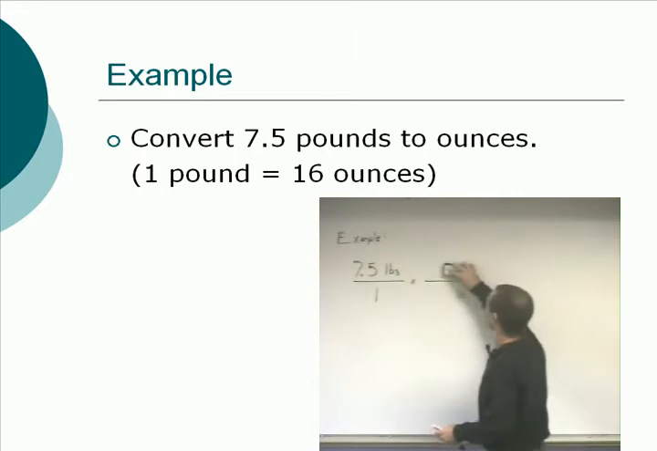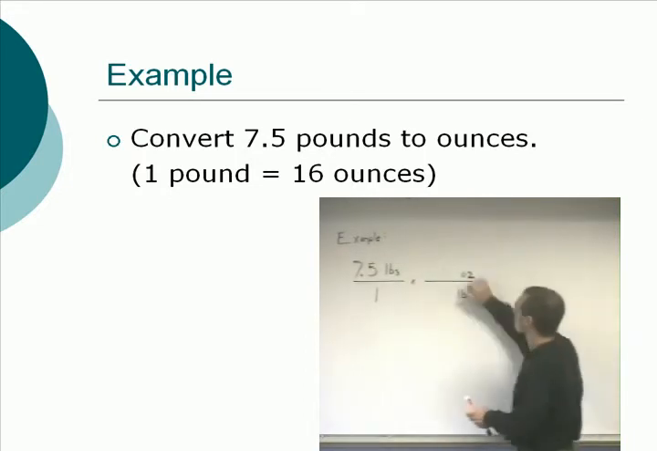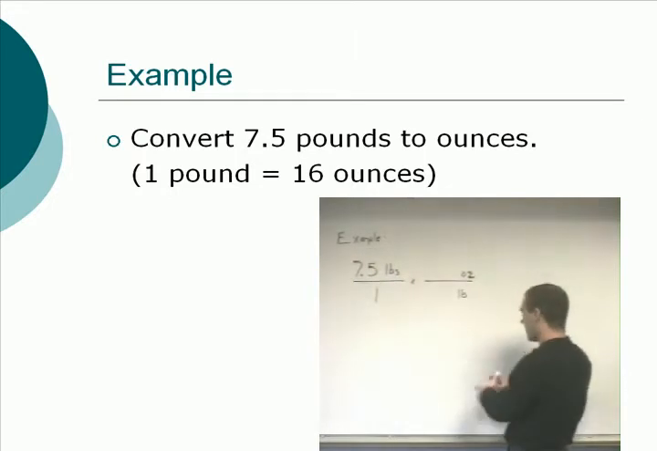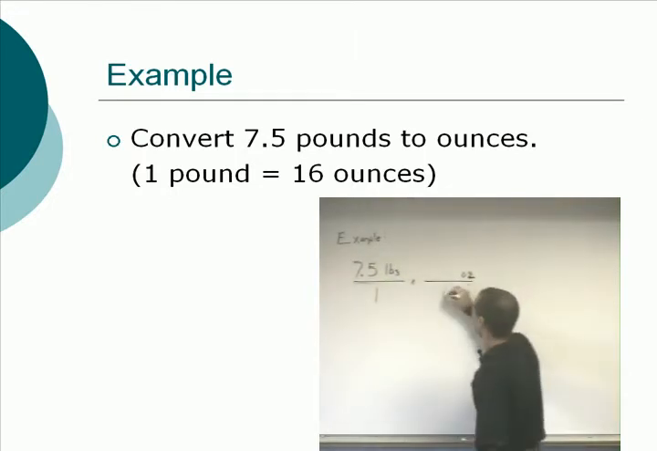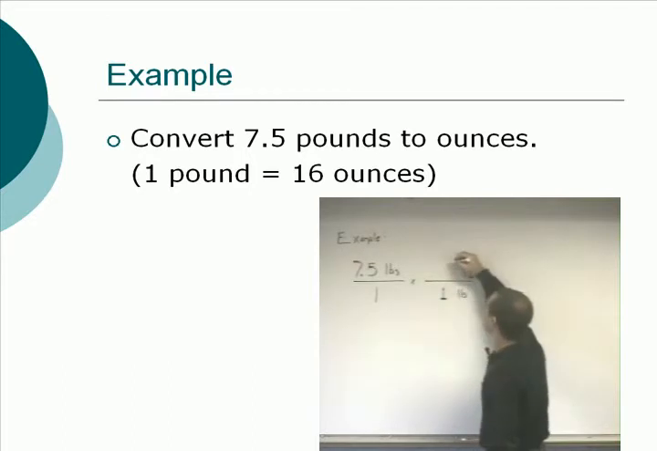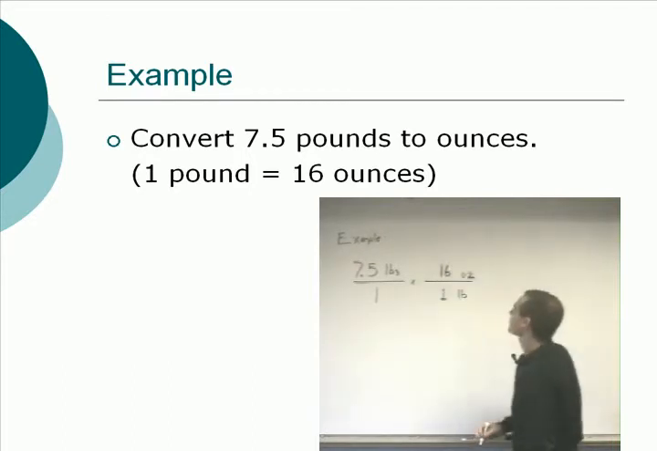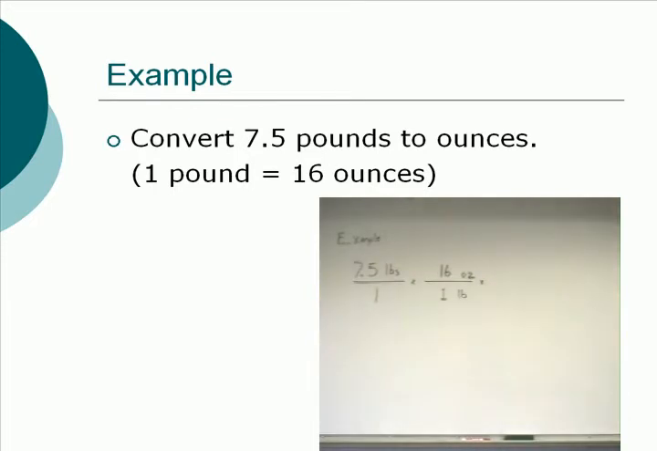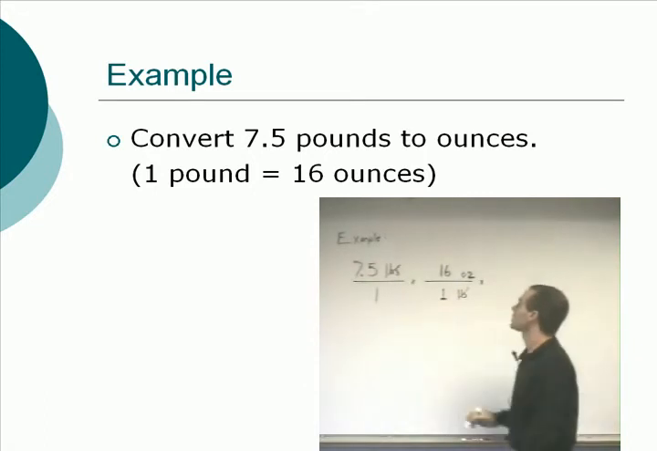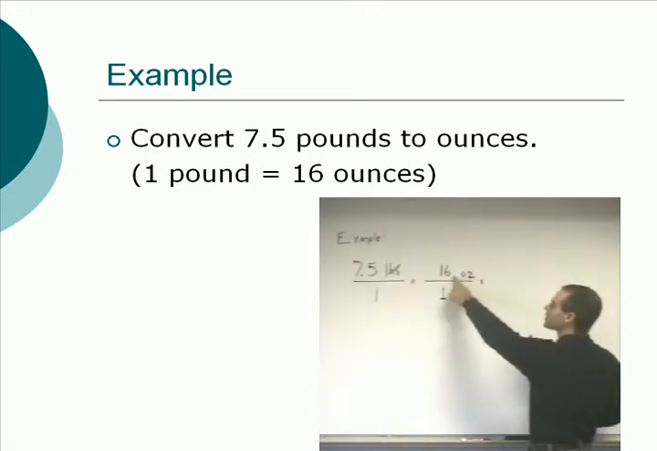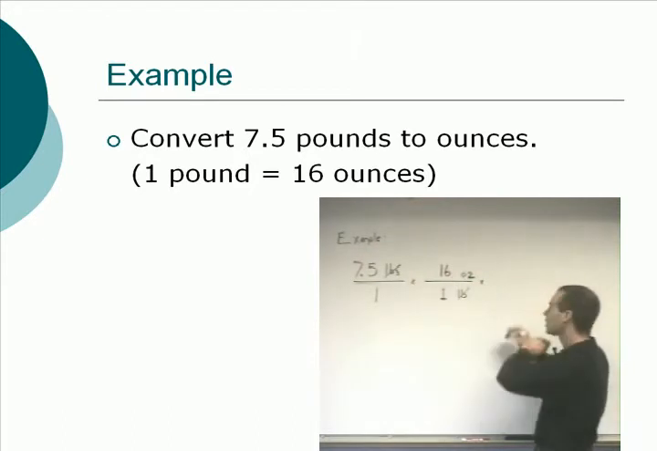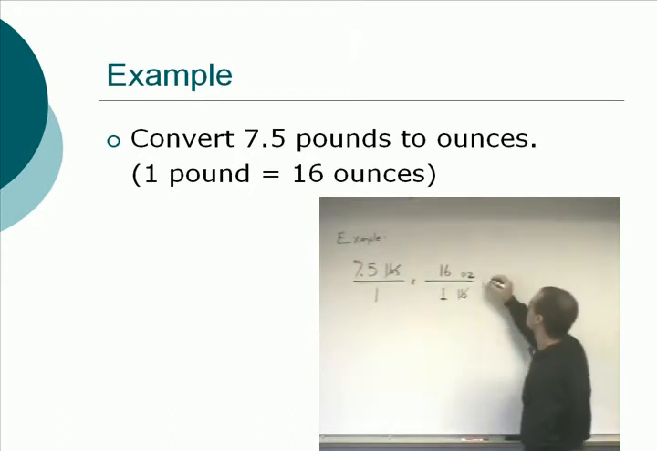So be careful choosing the location of your units, but then make sure that you associate the units with the number. Pound, that's 1 pound, and 16 ounces. Now, your units cancel, and you can proceed. 7.5 times 16. What's 7.5 times 16? Anybody got that worked out? What is it? 120.